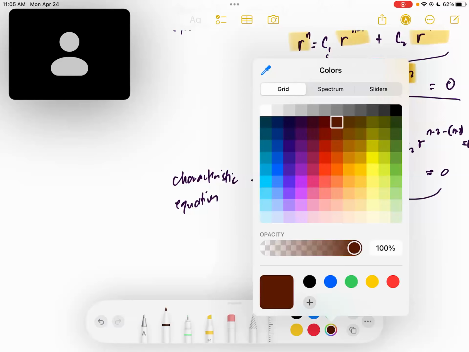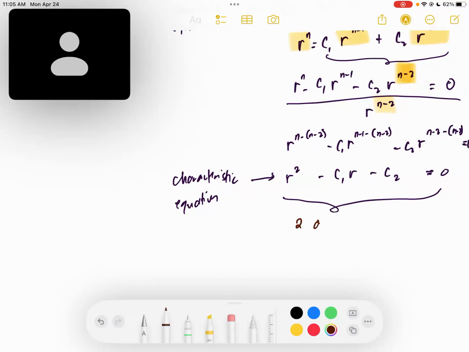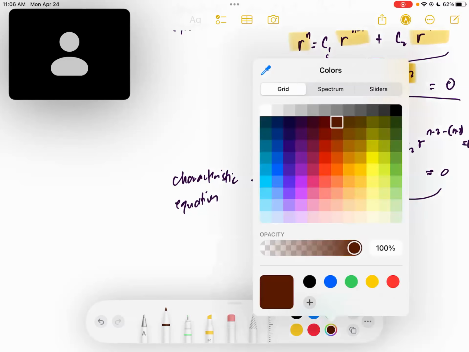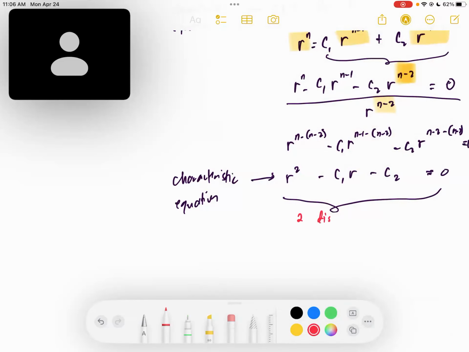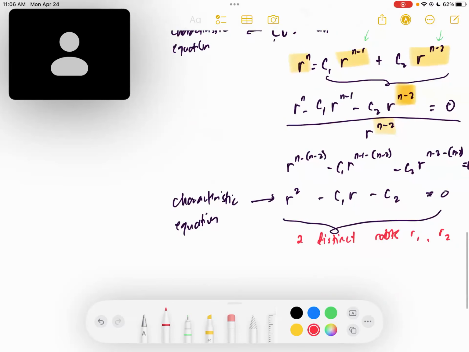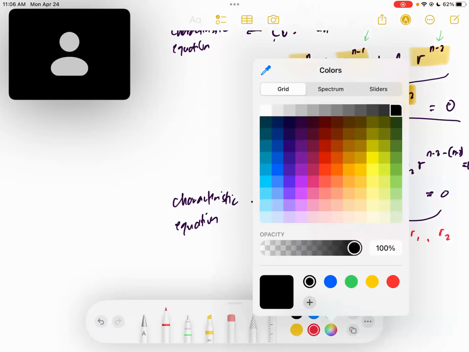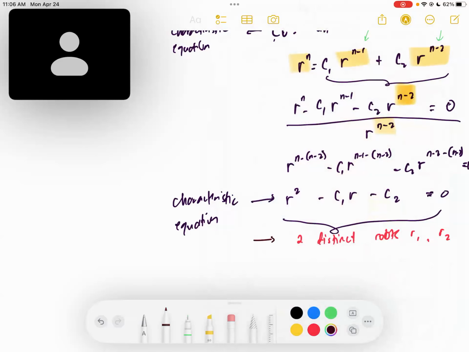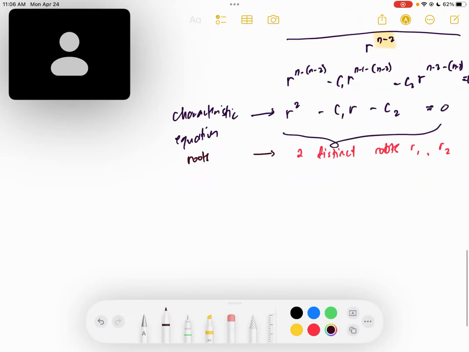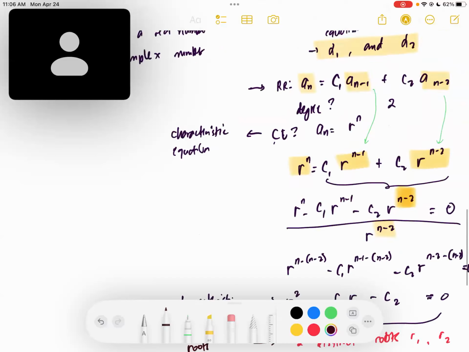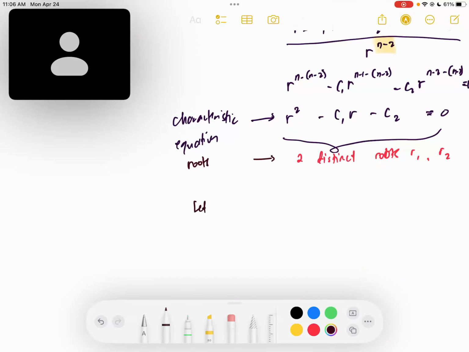So we will have two distinct roots, r sub 1 and r sub 2. So applying the characteristic equation, here are the roots. Now after finding the roots, we need to find the function. So we have a given wherein we have two constants, let c sub 1 and c sub 2 be real numbers.